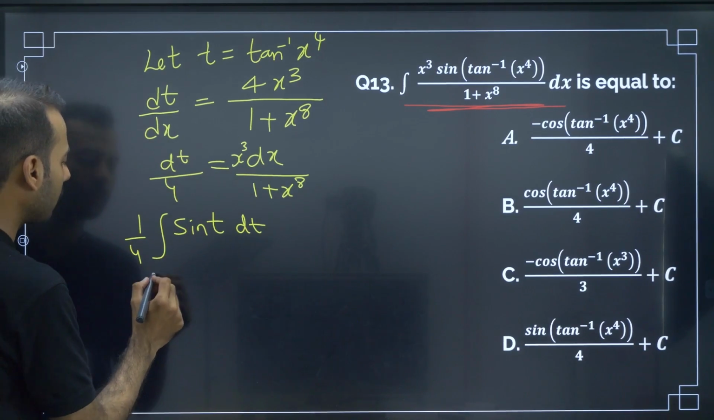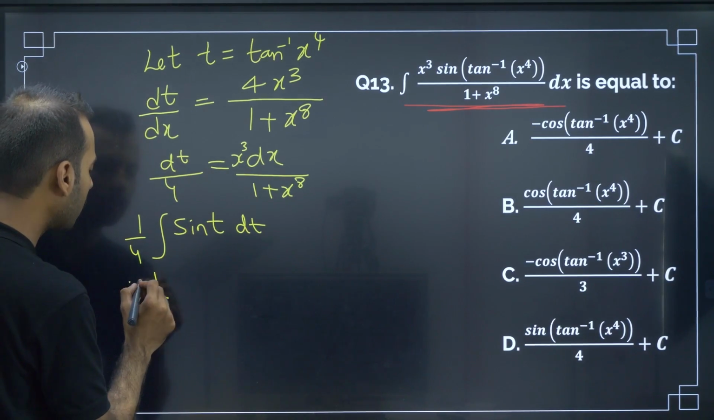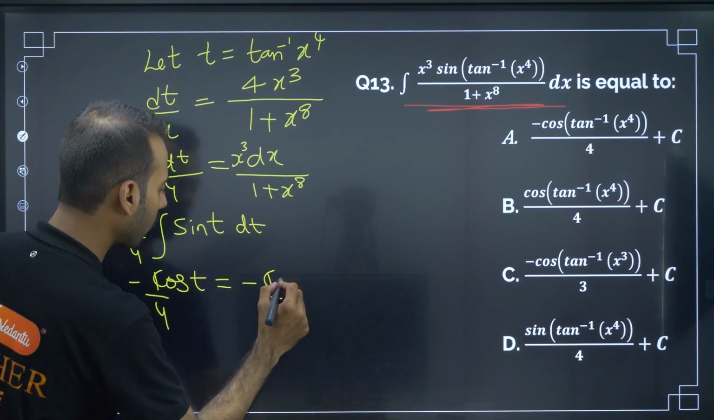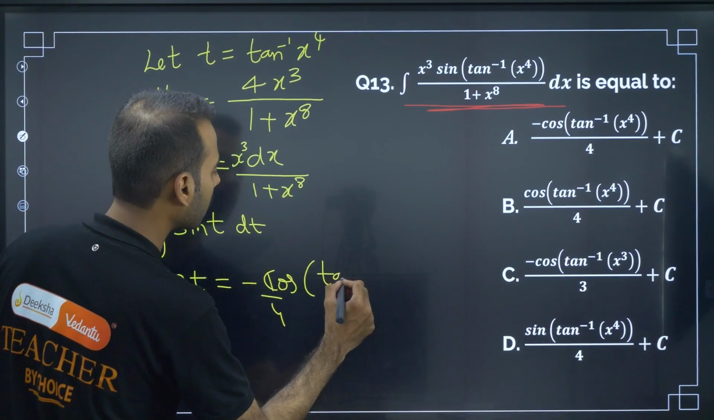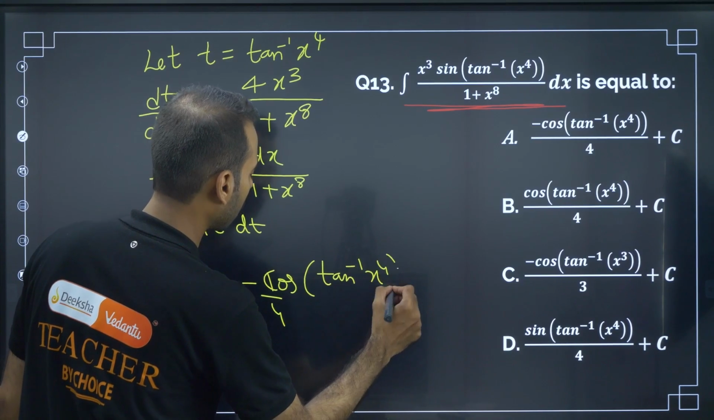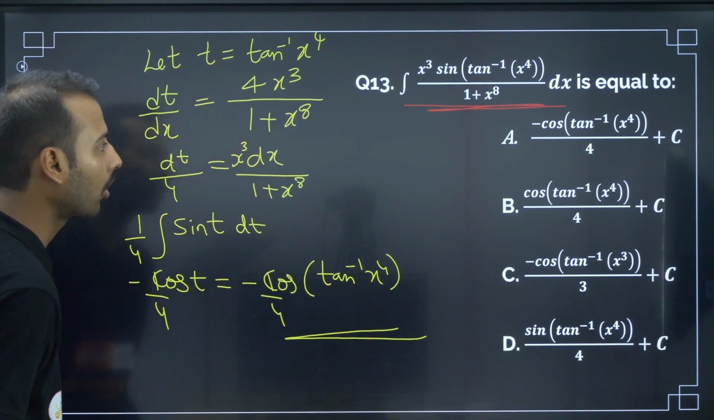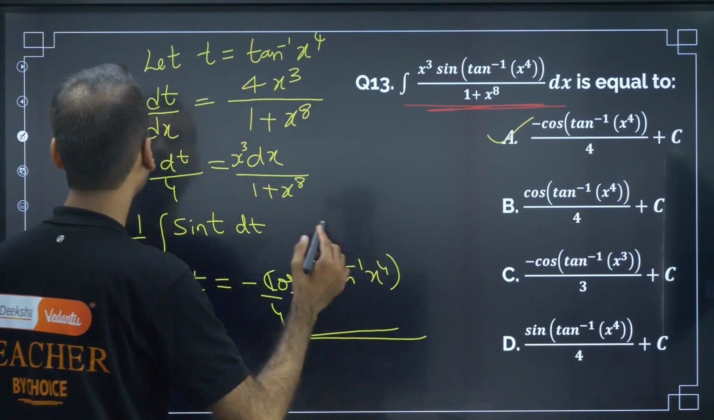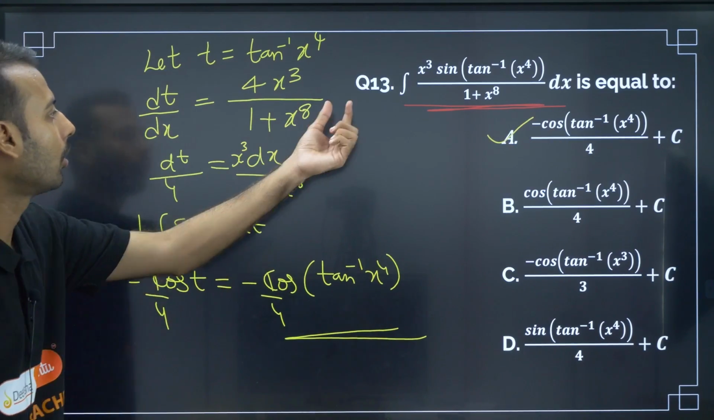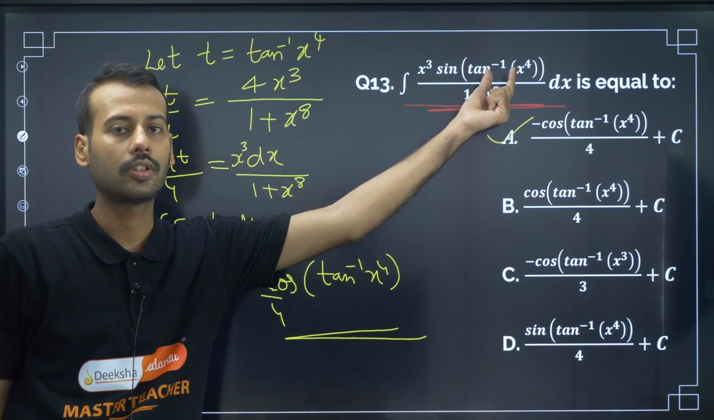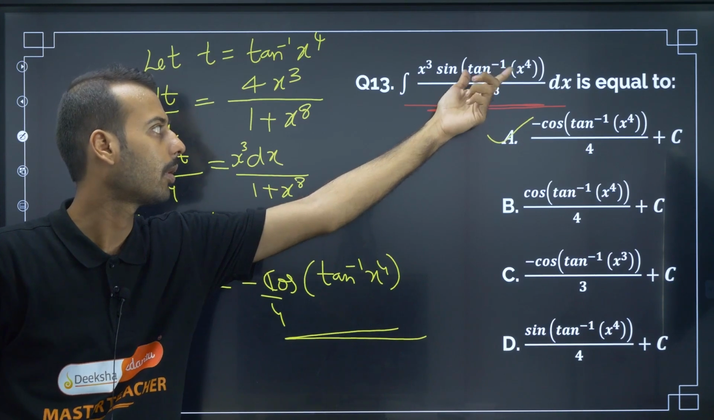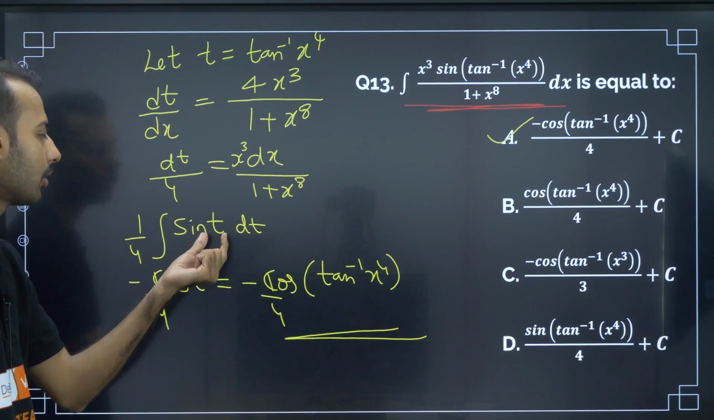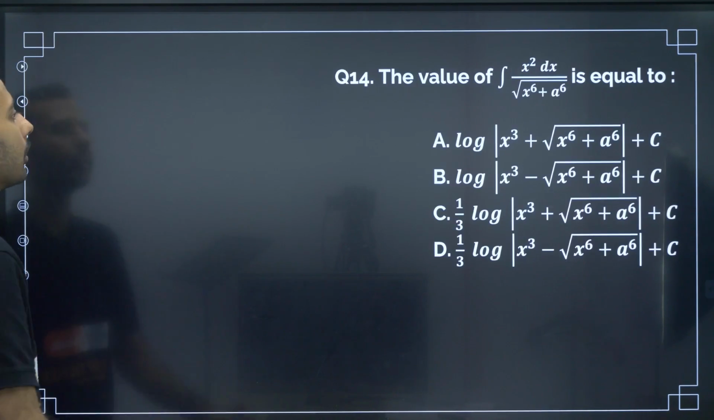So 1 by 4 I am placing outside. 1 by 4 integration of sin t is negative cos t, which is equal to minus 1 by 4 cos of t, where t is tan inverse x4. So negative cos of tan inverse x4 by 4. A is the answer. Moving on to the next question. Easy question, only one substitution we have to do. Since a ready-made standard integral is not available, after doing the substitution we get this, and then the integration of sin is already standard.